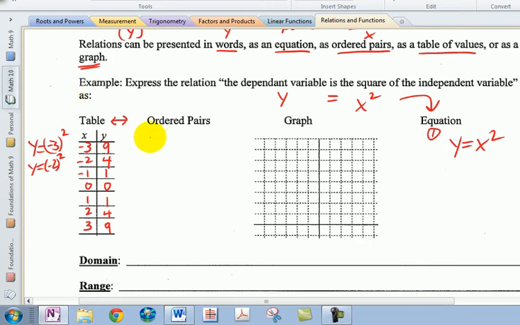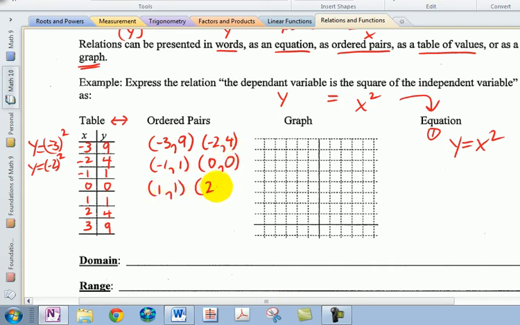So the ordered pairs are (-3, 9) in brackets. Okay, then another ordered pair would be (-2, 4) in brackets. (-1, 1) in brackets. (0, 0) in brackets, and so on and so forth. So all we're doing is taking the table from the right and writing it as ordered pairs. It's just a different format of writing the exact same thing.